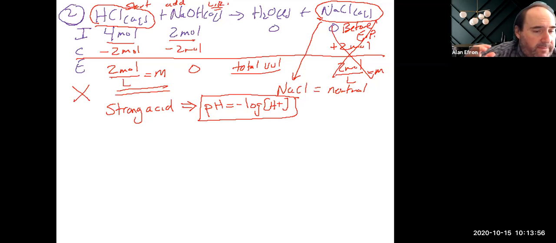And really the purpose of this ice table, which needs to be done in moles, is to figure out what your new concentration of your strong acid is. And once you get the new concentration of your strong acid, you can then put it into the pH equation and calculate the pH. Any questions up to that point in the titration?